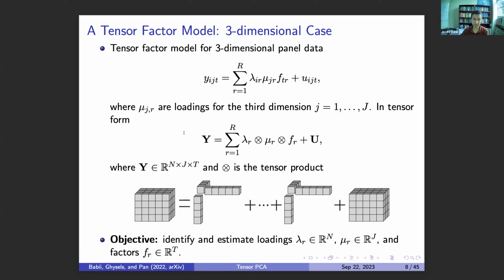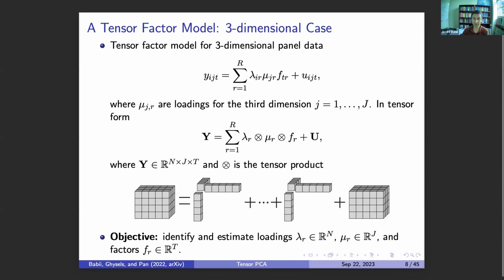And like before, we can collect the data set into a matrix form. We denote this matrix by y. And on the right side, we have a tensor product of three vectors, and we have R such tensor products summed together. So this is how this looks graphically. And basically, this means that each component of this three-dimensional cube can be represented in this way.